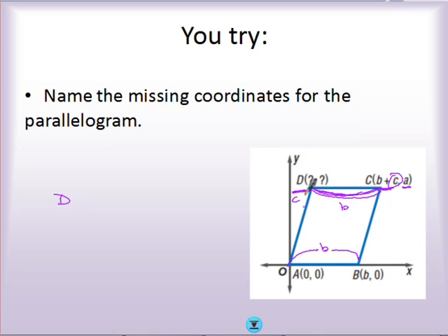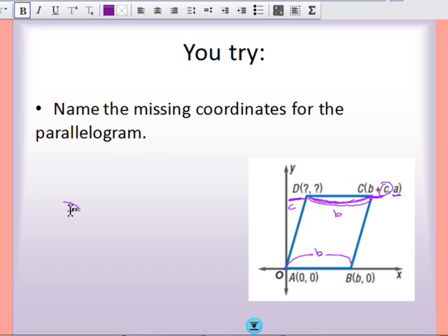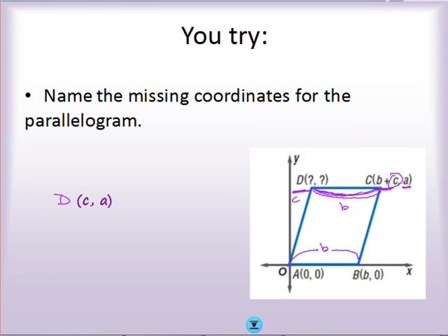Well, it's got to be the same for this point D over here. So this new point is C, A. And that's it. Let's take a look at another one.